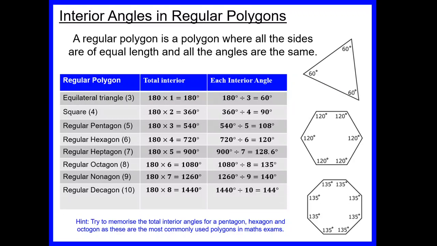A hint at the bottom then: try to memorise the total interior angles for a pentagon, hexagon and octagon, as they are the ones most commonly used. We should already know our triangle and our quadrilateral pretty well. Our pentagon, hexagon and octagon are the ones they use a lot in exams, not so often heptagons, nonagons and decagons. But make sure you've got all of those angles written down somewhere nice and clearly so you can use them when you're looking back at your notes and doing your revision.